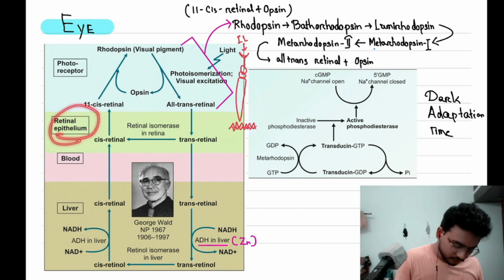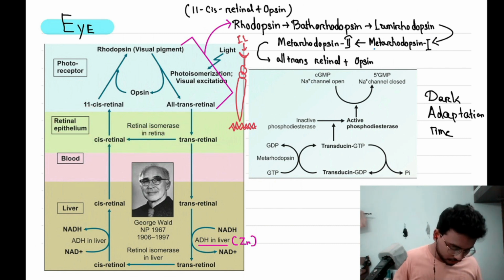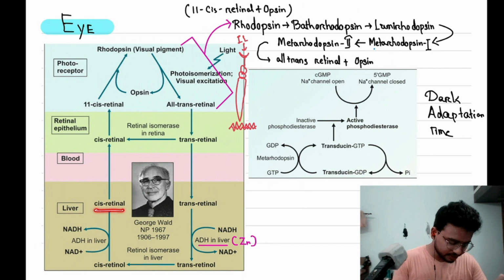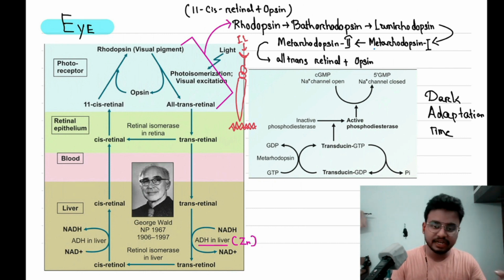One is from the retinal epithelium, where all-trans retinal is converted to 11-cis retinal through retinal isomerase, and the other one is in the liver, where all-trans retinol is converted into cis-retinol. This is retinol, this is retinal. By retinol isomerase. So here all-trans retinal needs to be converted to all-trans retinol, which is done by alcohol dehydrogenase, which is a zinc dependent enzyme. The all-trans retinol is then converted into cis-retinol, then again to cis-retinal, and transported in the blood, and 11-cis retinal is formed. So the photoreceptor cells get their supply of 11-cis retinal from the retinal epithelium.